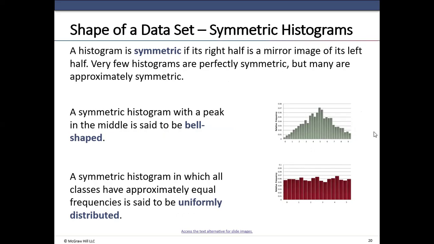And the one on the bottom is uniform, almost uniform. Why? Because the height of each of these rectangles is almost similar, not exactly similar, almost similar. So almost uniformly distributed. Uniform distribution means the same relative frequency for each class.